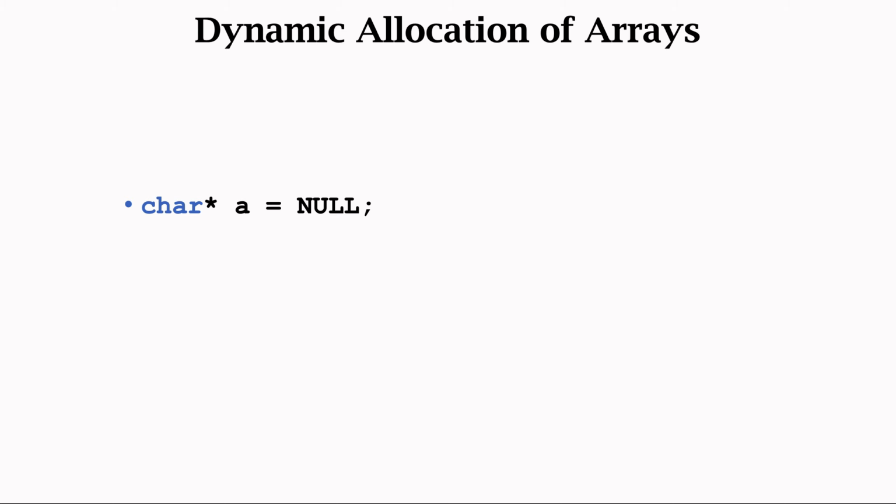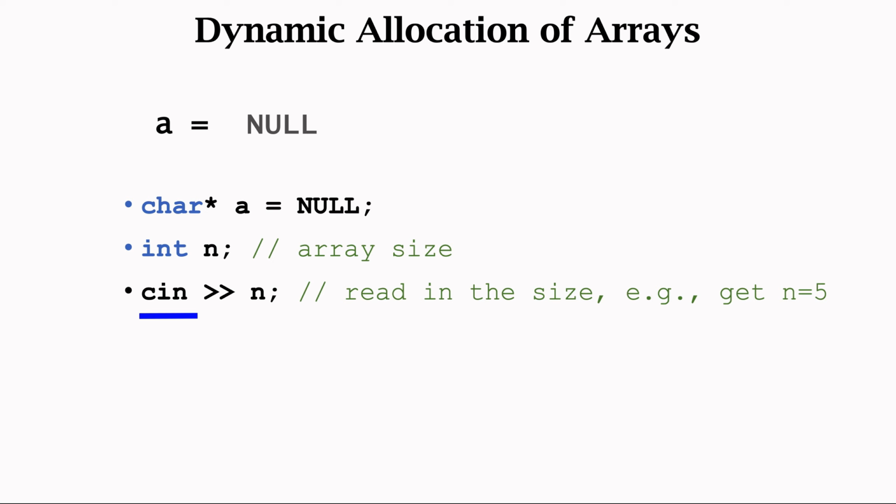Let's create an array using dynamic allocation. I declare pointer A. Its initial value is null. Now let's create an array and let A point to the array. Let the size of the array be n. I don't need to fix n when I write the code. N can be determined when the program is running. For example, I can use cin to read in the size. The user types a number in the command line, and n will be the typed number.